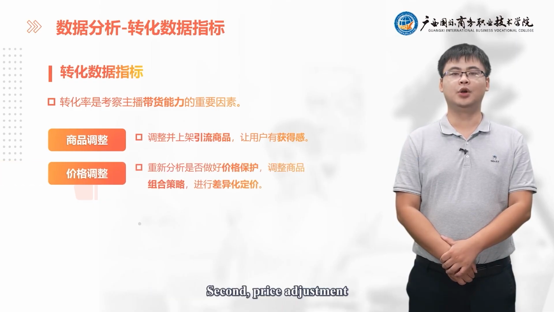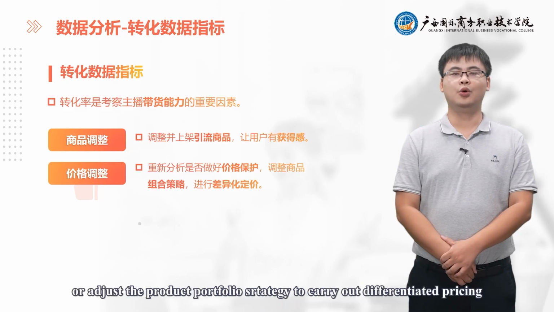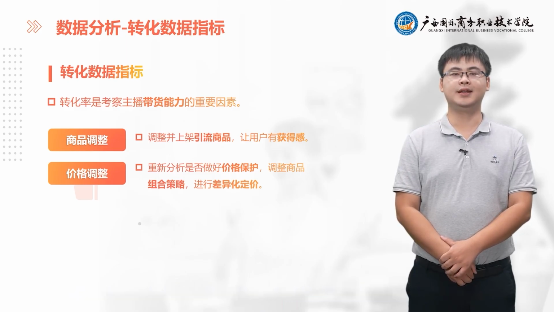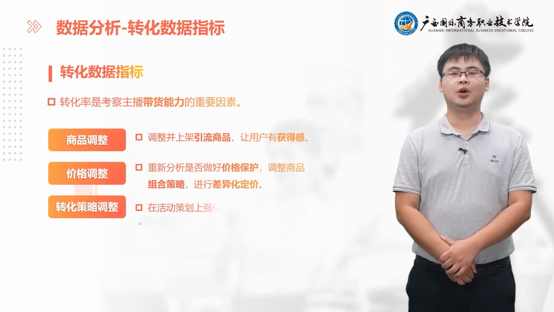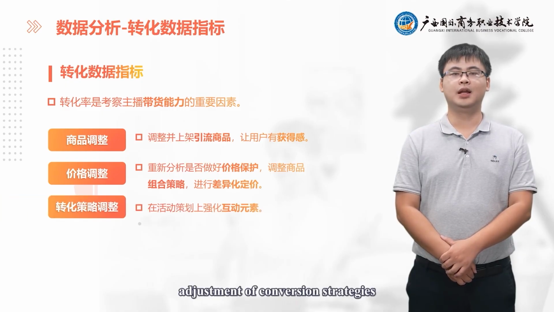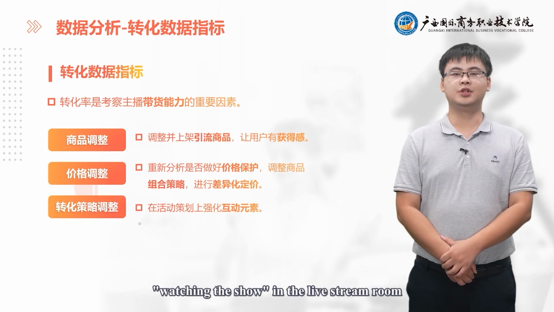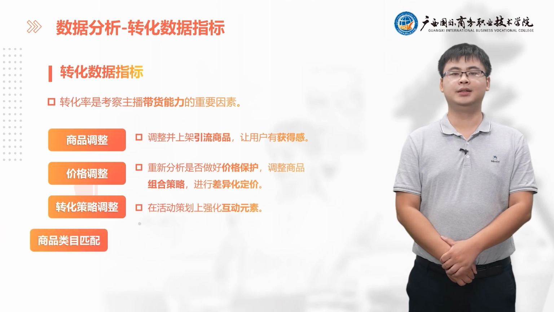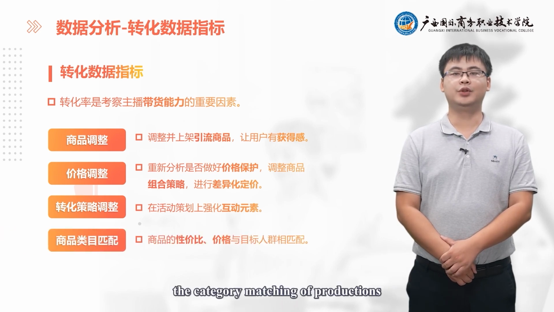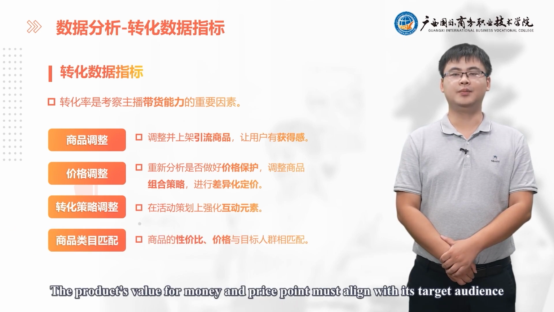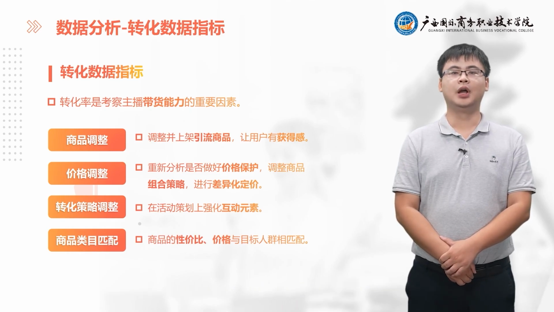Second, price adjustment. Reanalyze whether price protection has been done, or adjust the product portfolio's strategy to carry out differentiated pricing. Third, adjustment of conversion strategies. In the planning of activities, interactive elements should be strengthened to prevent users from merely watching the show in the live stream room. Fourth, the category matching of products. The product's value for money and price point must align with its target audience.